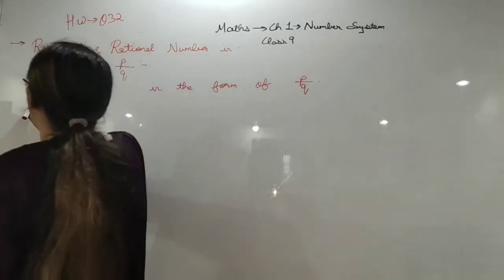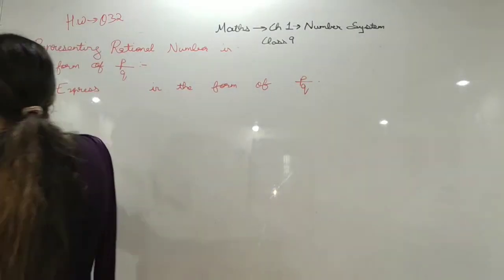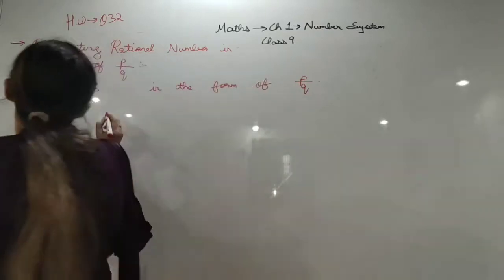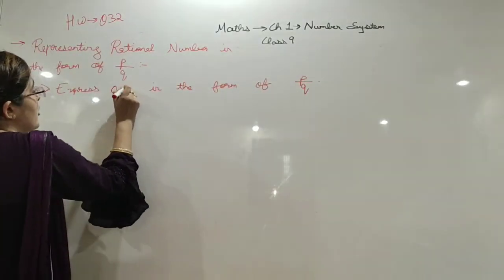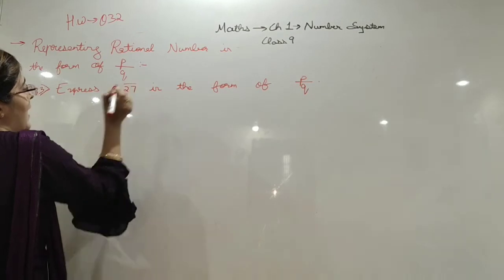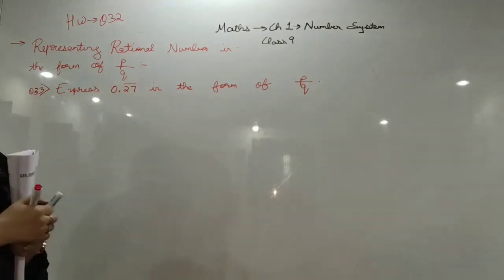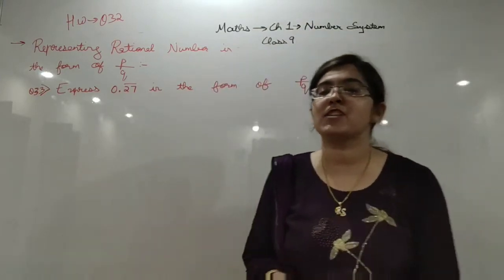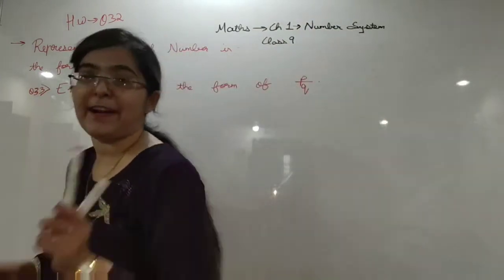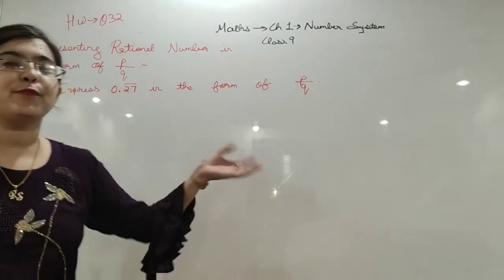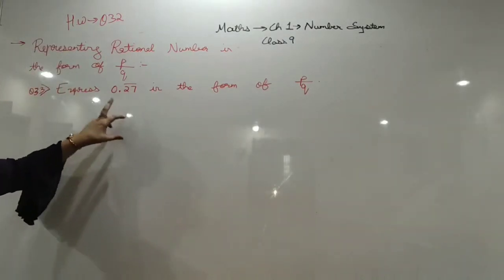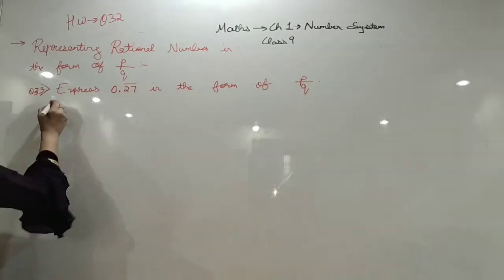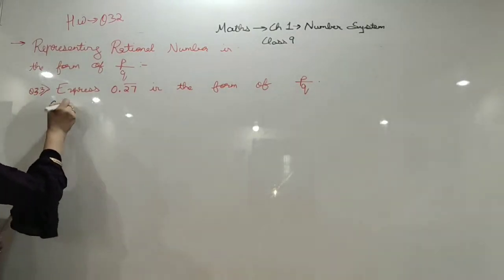Now let's see question number 33. You have to express 0.27 bar in the form of P by Q. Students, we have done many questions in which the bar was only on one digit. Now we have moved to the second variety in which the bar is on 2 digits. So let's start solving. The method will be same.